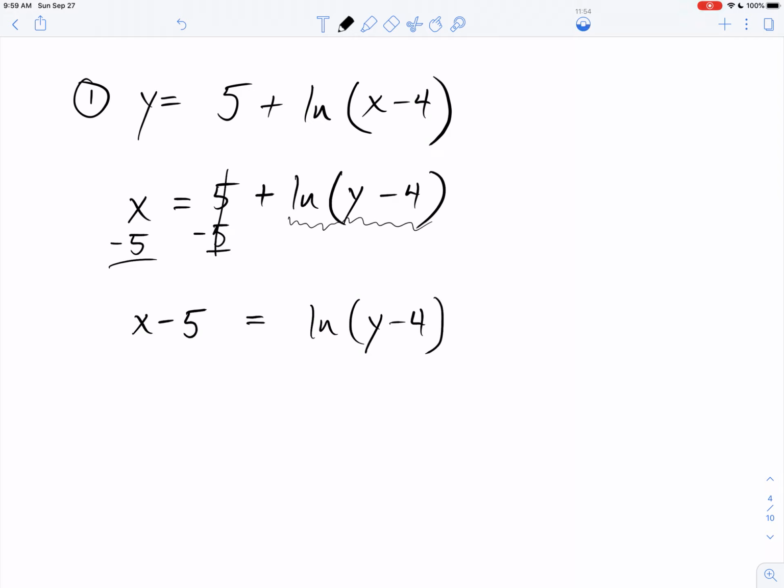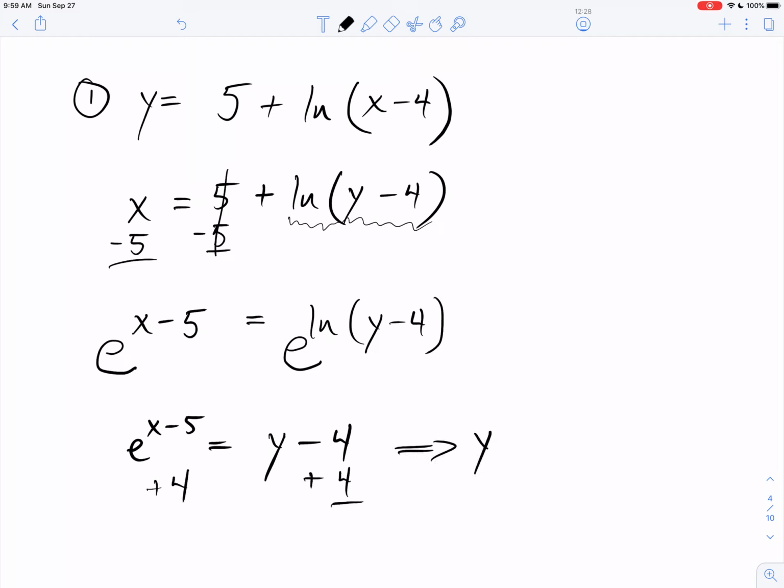And then here we go. This is a function with a base of e. So I could use my property concept to get this to look like e to the x minus 5 equals, over here I have y minus 4 now because I'm using a property. And then I would add 4, and I could call my result y equals e to the x minus 5 plus 4.